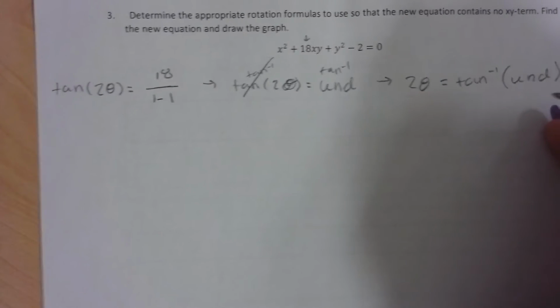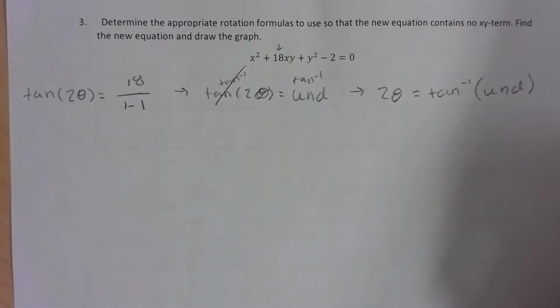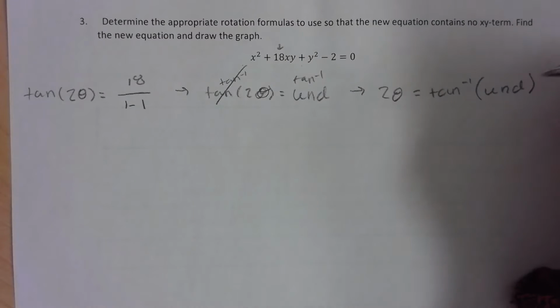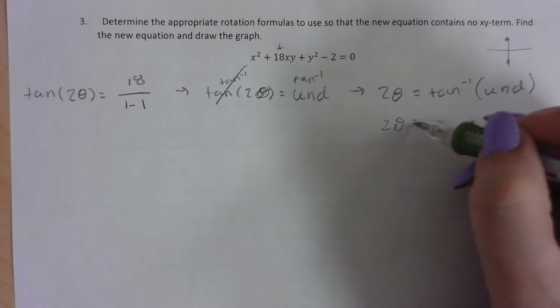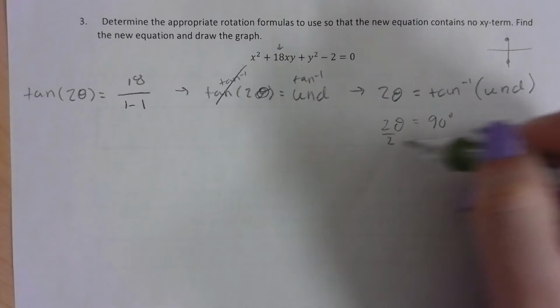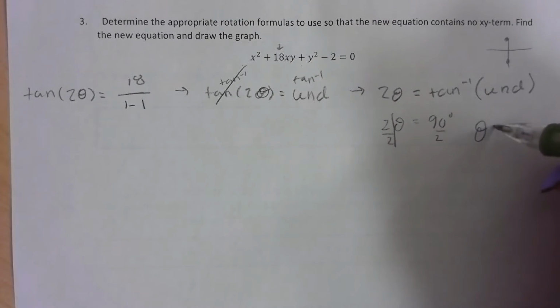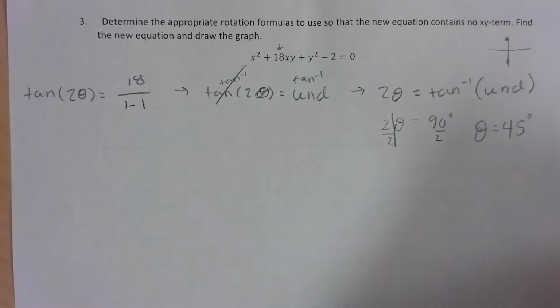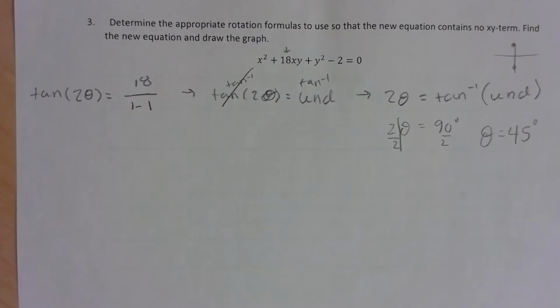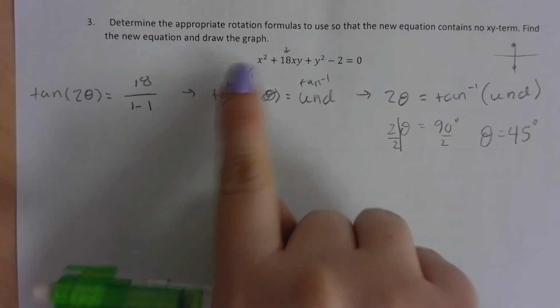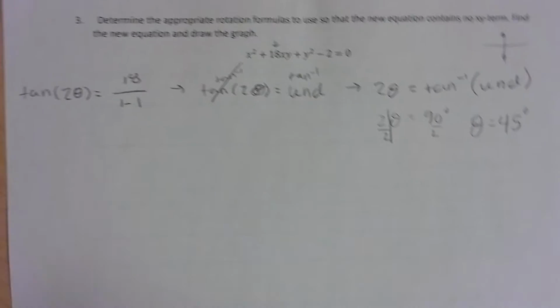Now we got to know our unit circle. I told you it never goes away. I know we haven't used it in a while, but here it is again. So tangent is undefined at 90 and 270, so we're going to use 90. So 2 theta equals 90 degrees, which means theta is 45 degrees. So that means that we need to rotate our axis 45 degrees in order for this xy term to go away, and then we could graph it.